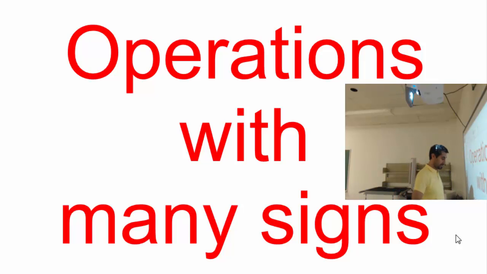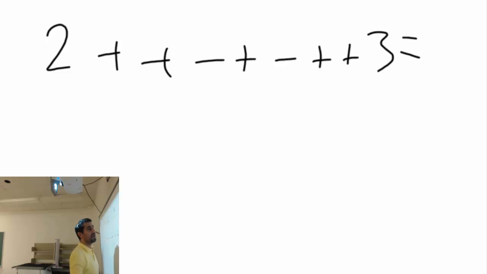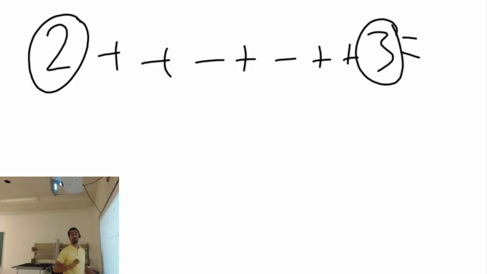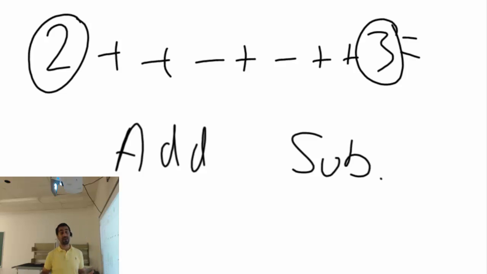What we are doing today is we are going to operate many signs and decide what to do with that. Let me tell you that when there are too many signs between two numbers, such as this one, 2 plus plus minus plus minus plus plus 3, between 3 and 2, you are going to decide whether you are going to add the two numbers or subtract the two numbers. One of them will happen. Which one? Now let's practice that.